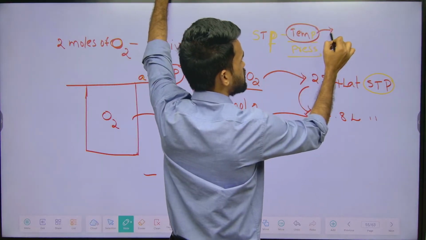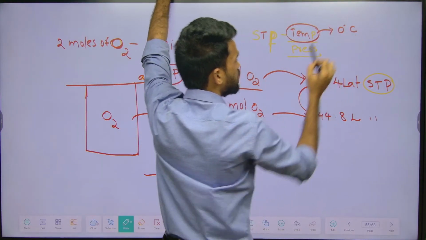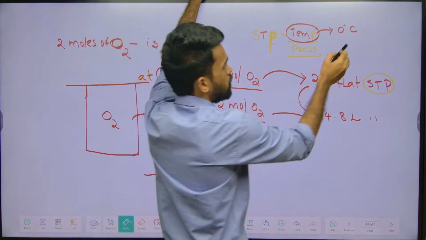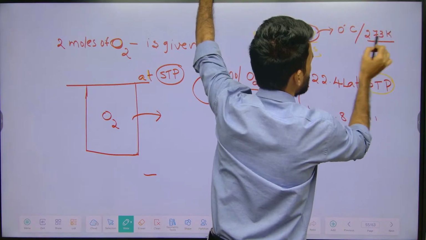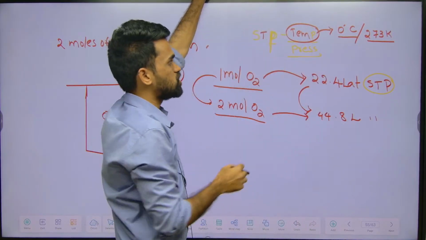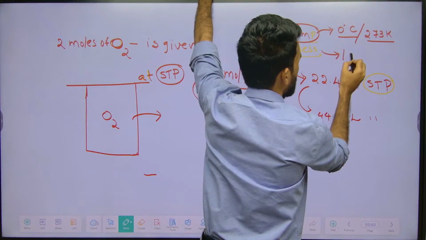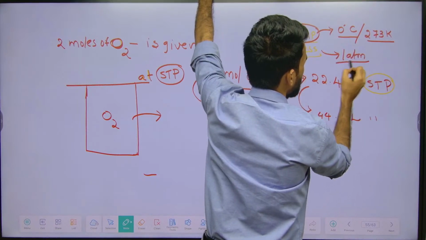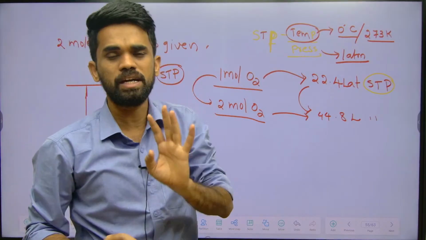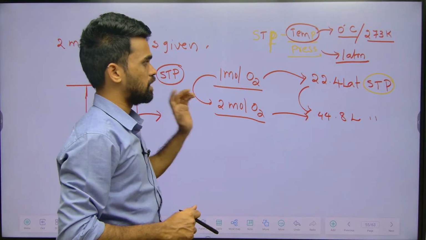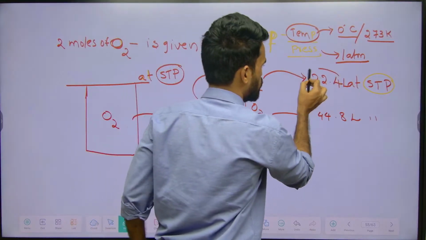You can say it is 0 degrees Celsius, or 273 Kelvin. Both of them are the same. Okay, and pressure is considered to be 1 atm. As of now you can consider it like this. We have both STP and NTP conditions. As of now, consider the volume as 22.4 liters.